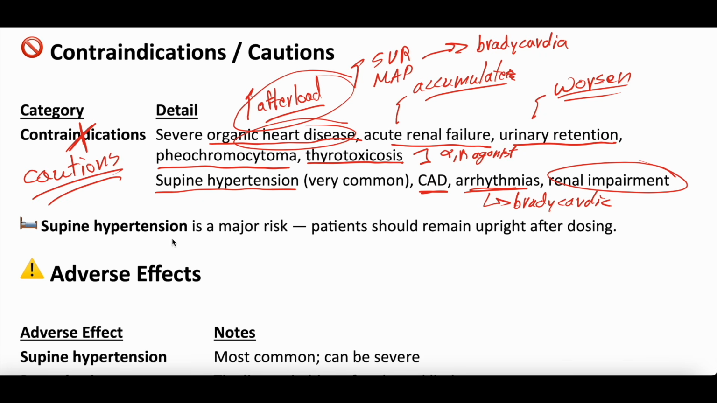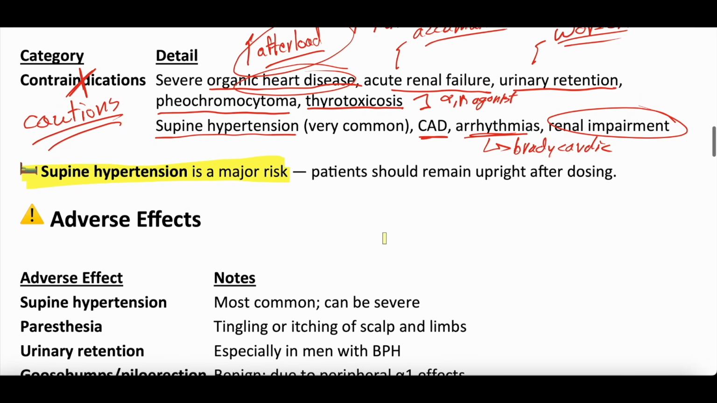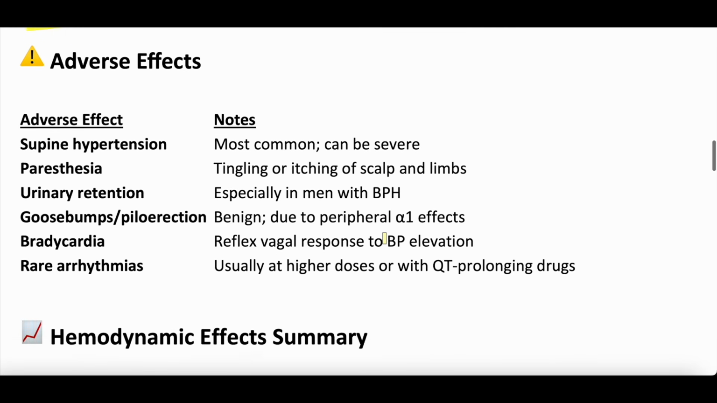So one of the big things to take from this is supine hypertension is a major risk, so just be cognizant of that. And some suggest you shouldn't give Midodrine before bed, and that patients should remain upright after dosing for a period of time, although we don't personally tend to go that far.